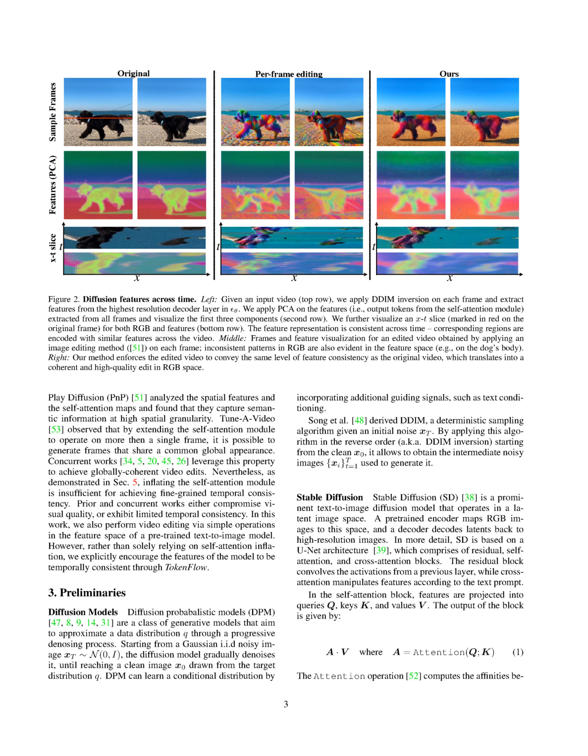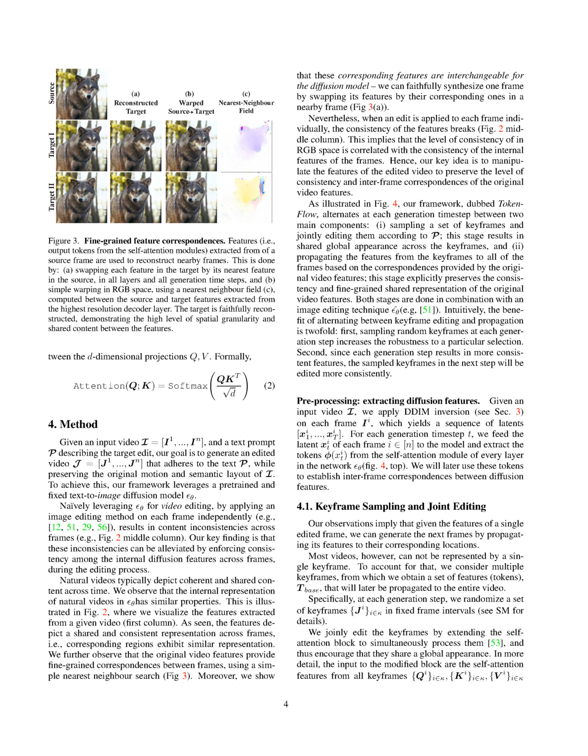Now, let's talk about our method. Suppose we have an input video and a text prompt describing the desired edit. Our goal is to create an edited video that follows the text prompt while maintaining the original motion and semantic layout of the input video. To do this, we use a pre-trained text-to-image diffusion model. If we simply apply this model to each frame of the video independently, we end up with inconsistencies across frames.